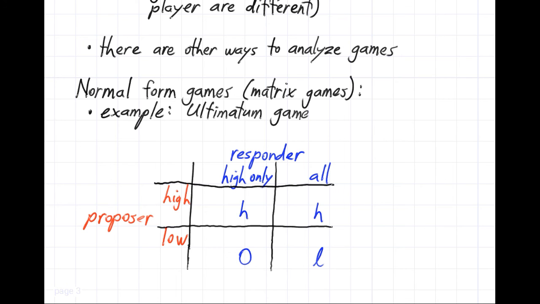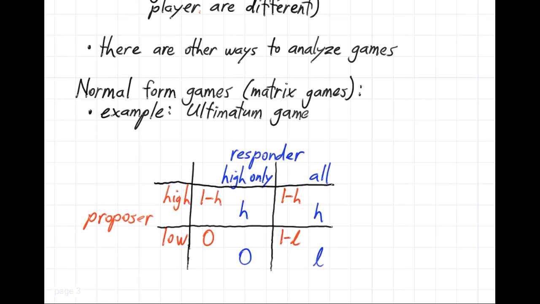Now we want to write down the payoffs for the proposer. And I'll write those in red. And they're obviously just the remainder if the offer was accepted. So in the top left box, the offer is accepted, so the proposer gets 1 minus H. Top right box, the responder again accepts it, so the proposer gets 1 minus H. In the bottom right box, the proposer offered low and the responder accepted it, so the proposer gets the remainder. And in the bottom left box, the responder rejected the offer, and so nobody gets anything.